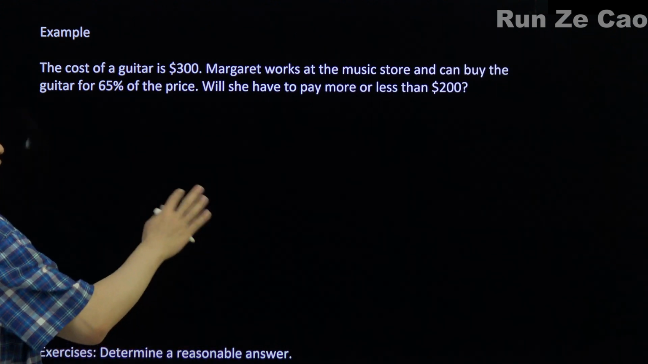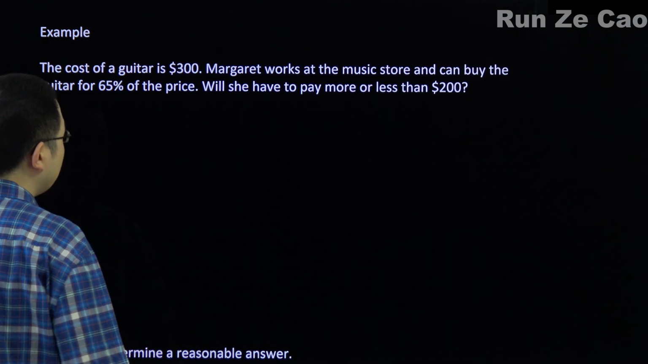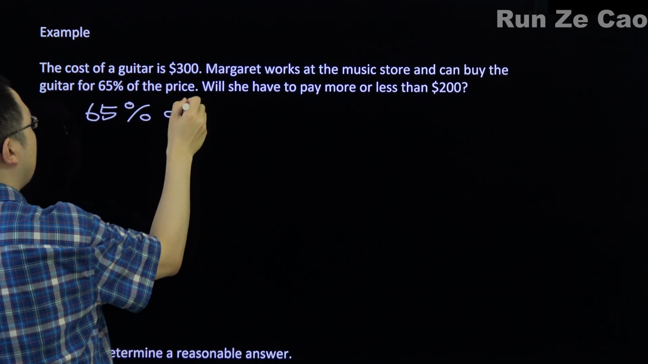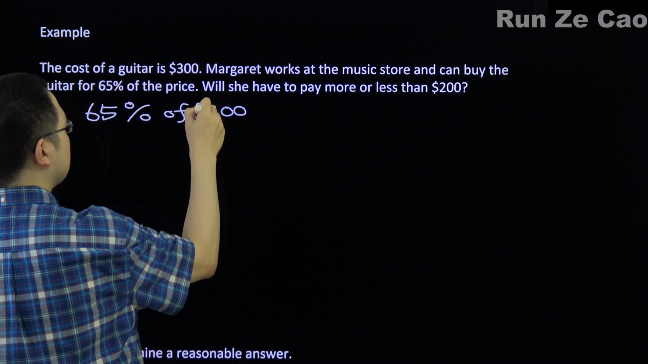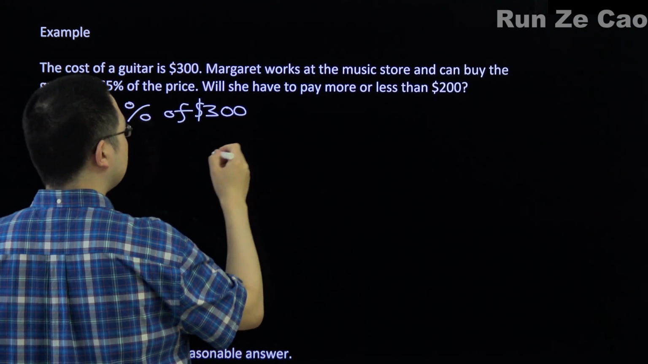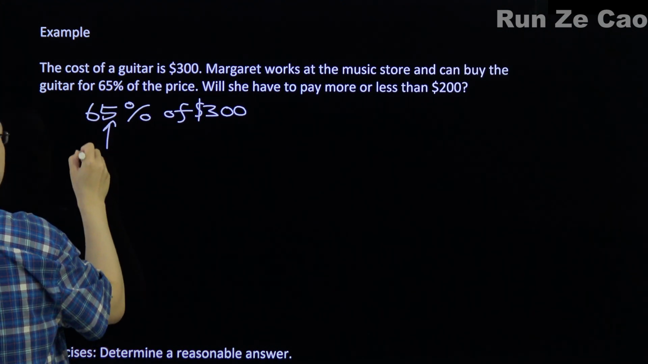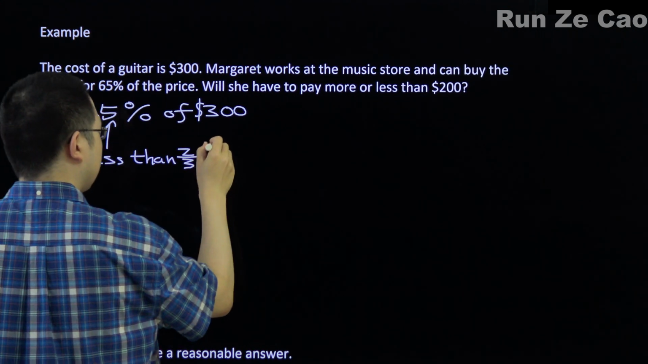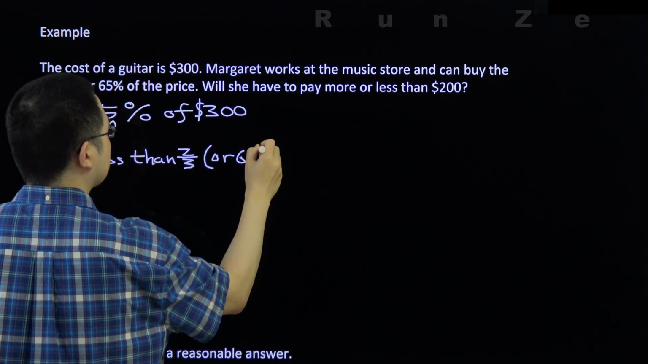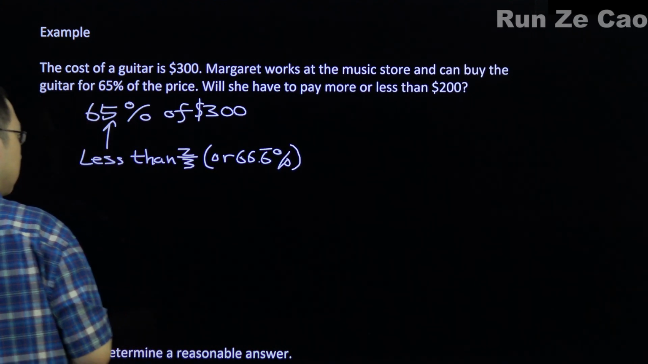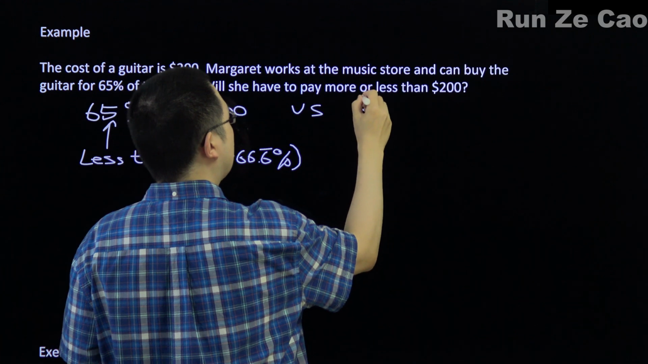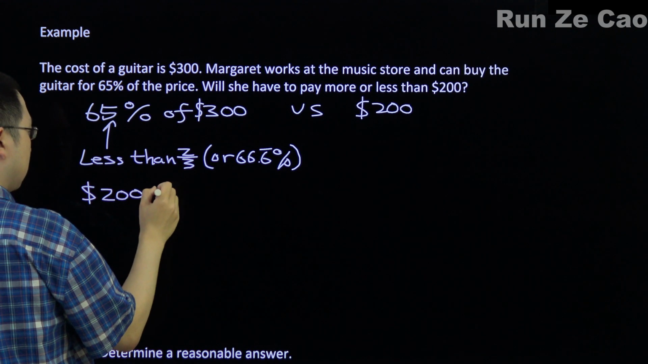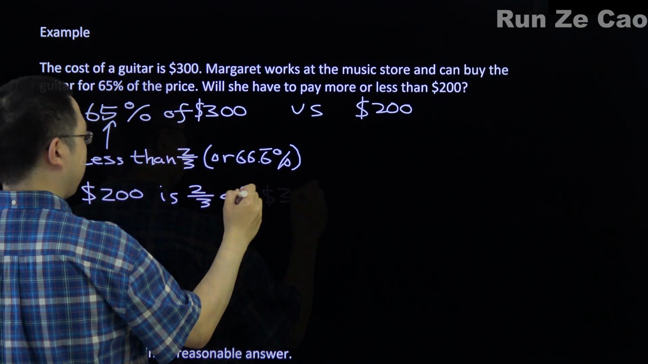Yeah, no, okay. So, jokes aside, the cost of the guitar is $300. She can buy it for 65% of the price. 65% of $300. Okay? So 65% is less than 2/3, or 66.6 repeating percent. Versus $200. $200 is 2/3 of $300.